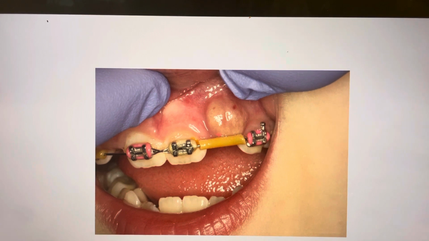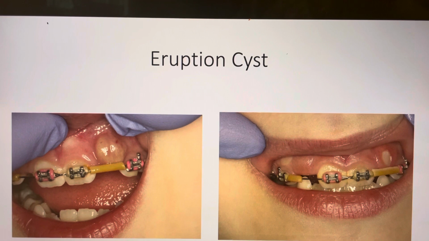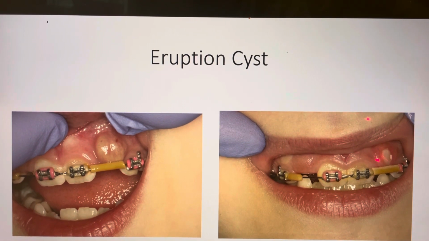This is another eruption cyst. As you can see, this child with braces has a cyst there. This one is not a bluish purplish color because sometimes long-lasting cysts get infected, and this was an eruption cyst that was infected. I had to rupture this and drain it, and then after 3 weeks, as you can see, the area has healed and the permanent tooth is coming down.